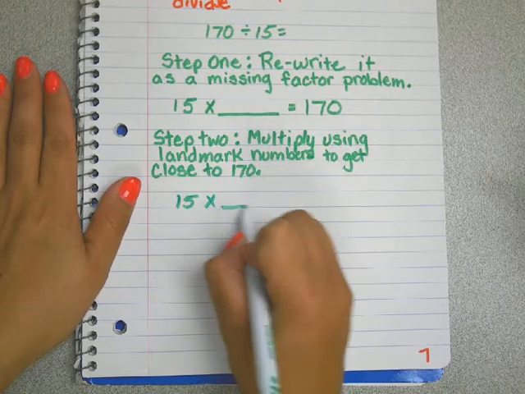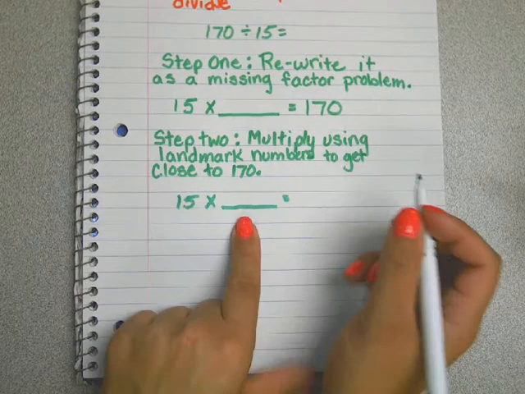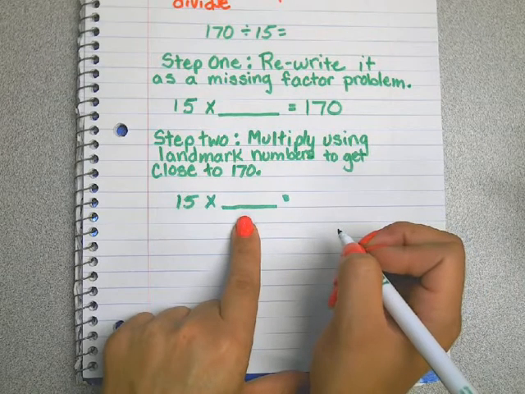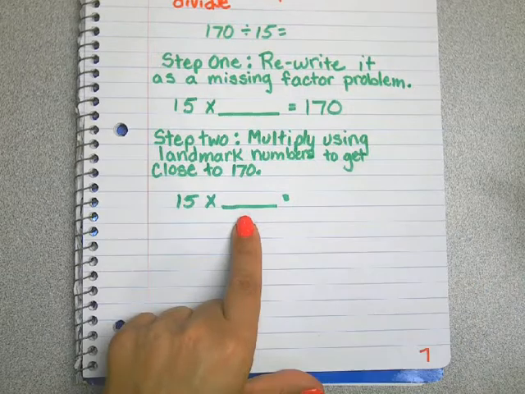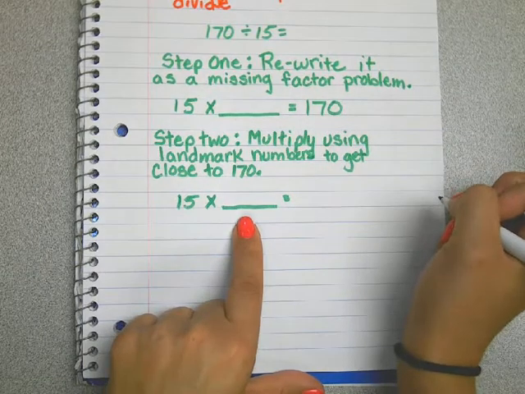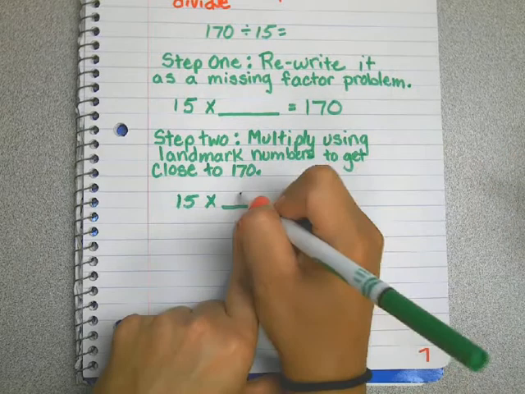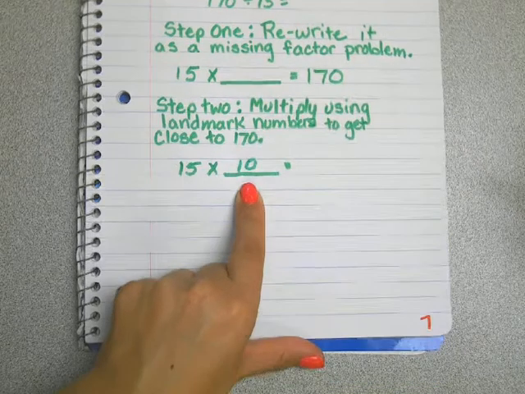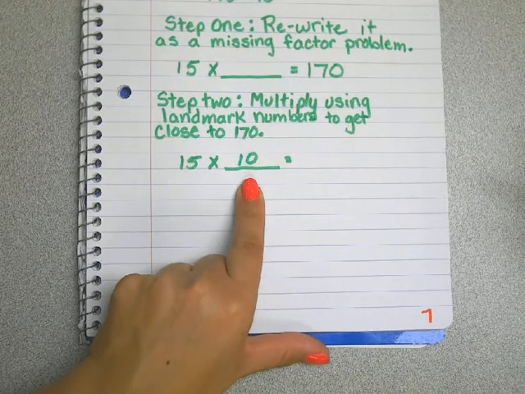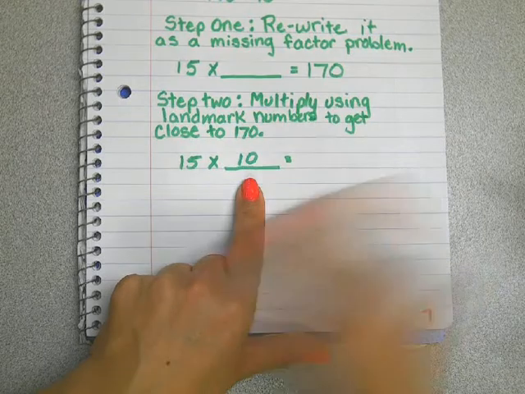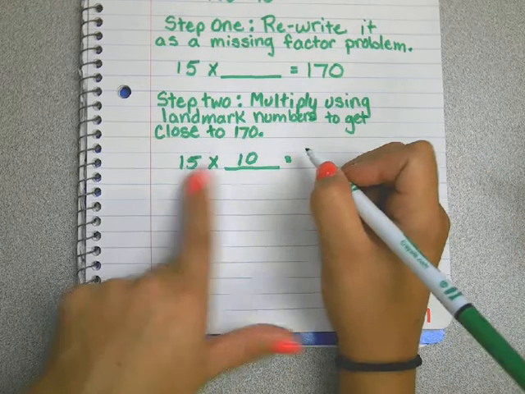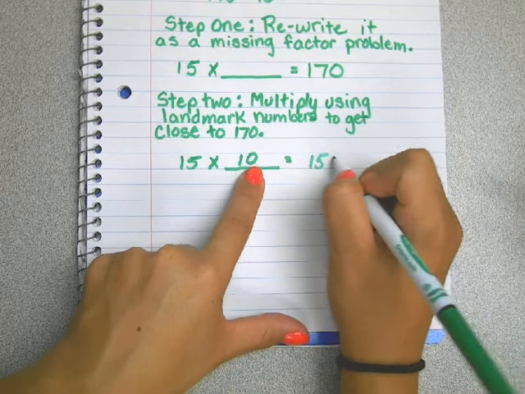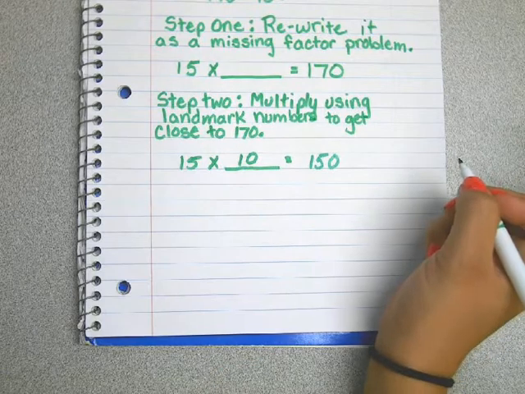So we had 15 times blank. What landmark numbers should we start with? We already saw examples, so we probably know, but Keegan. What is 15 times 10? Sarah. Good. 15 times 1 is 15, plus my 0. I know it's 150.